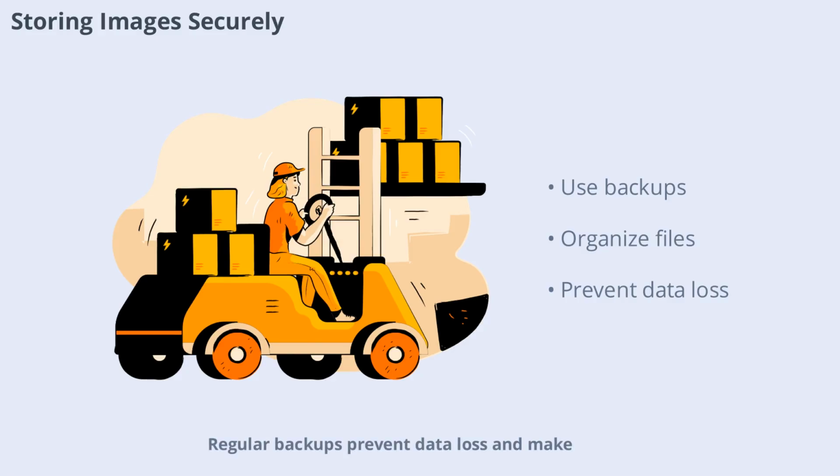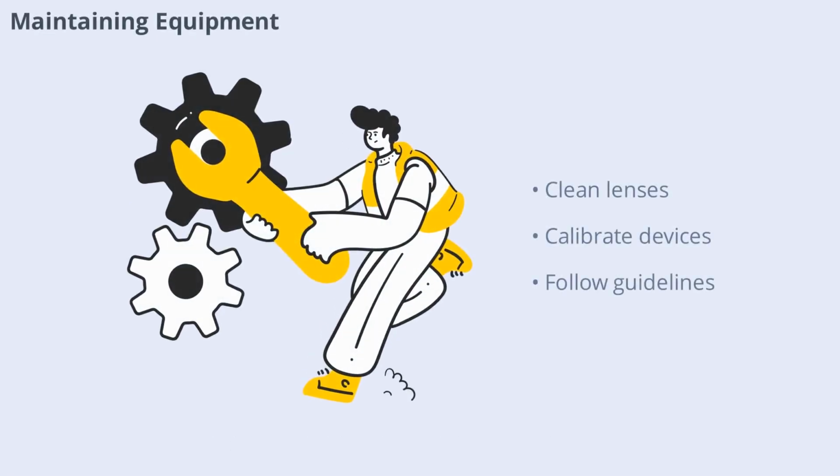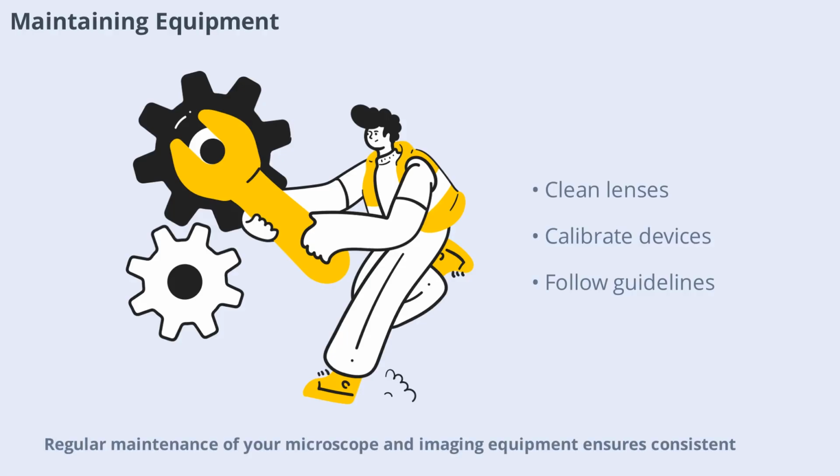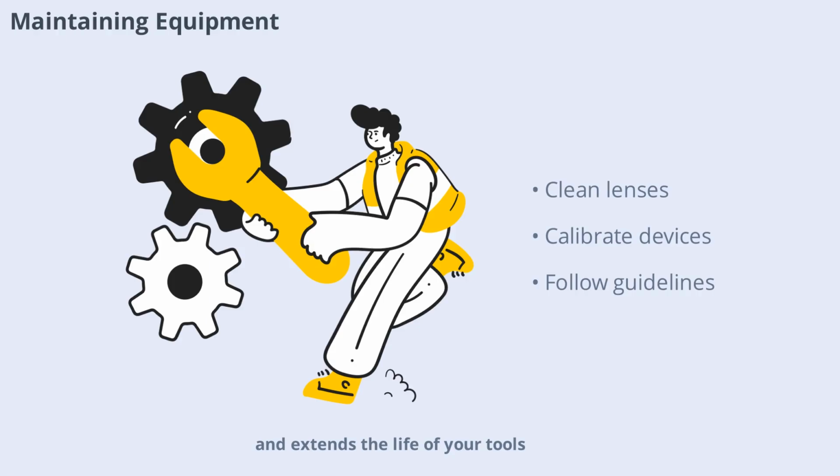Regular backups prevent data loss and make it easy to retrieve images when needed. Regular maintenance of your microscope and imaging equipment ensures consistent, high-quality images. Clean lenses, calibrate devices, and follow manufacturer guidelines. Well-maintained equipment reduces the risk of artifacts and extends the life of your tools.